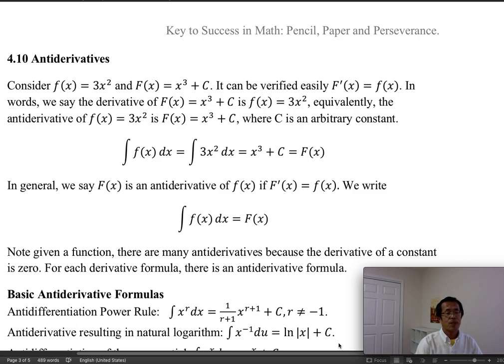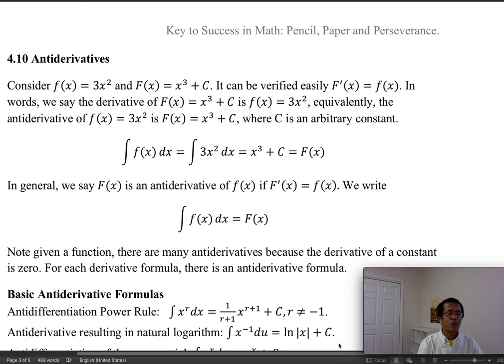And for now, we are in section 4.10, antiderivatives. And well, if you are confused, I would say you may want to consider antiderivatives. They are just integrals. Antiderivatives are integrals. And we will clarify the difference between antiderivatives and integrals in a moment. Okay, so first, let's just work on the textbook, section 4.10, antiderivatives.